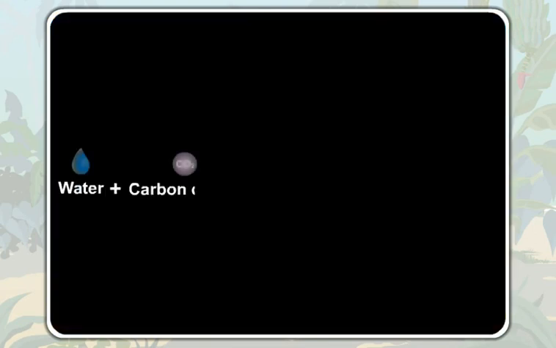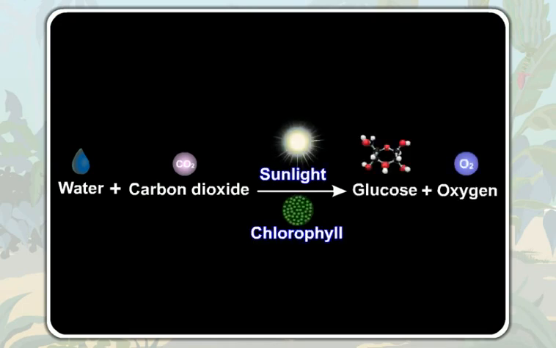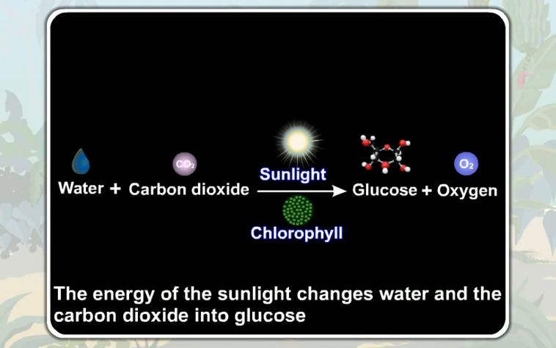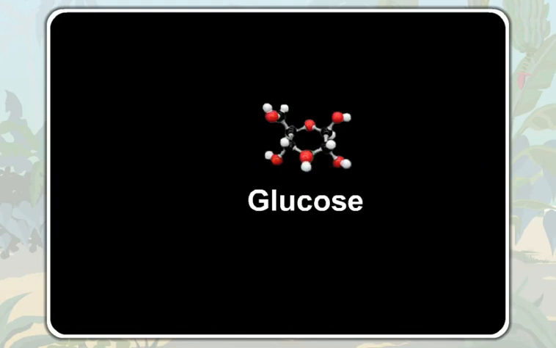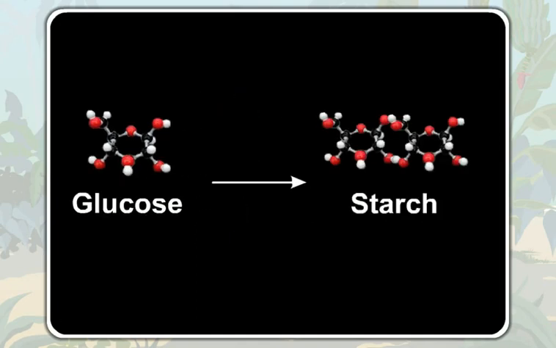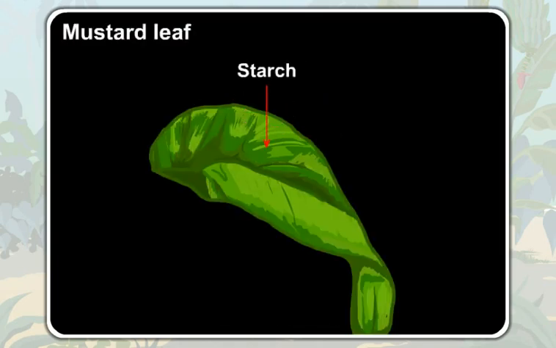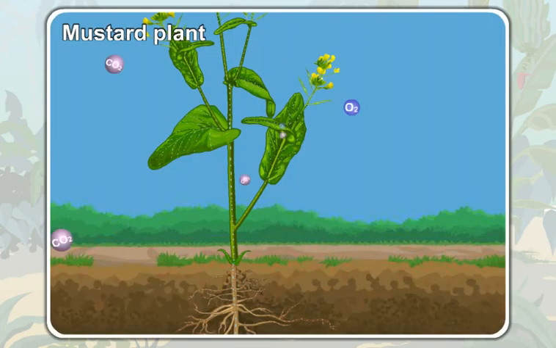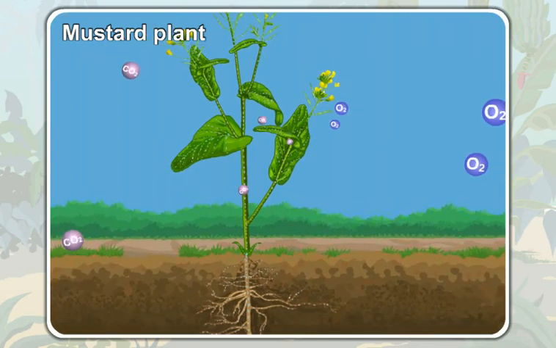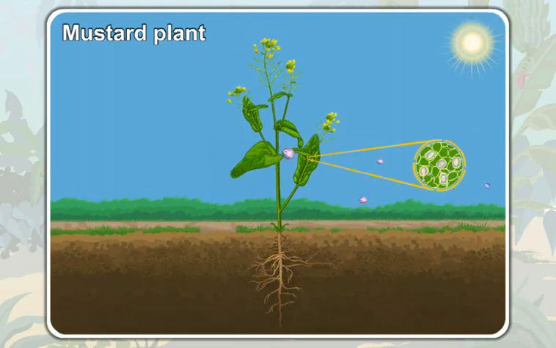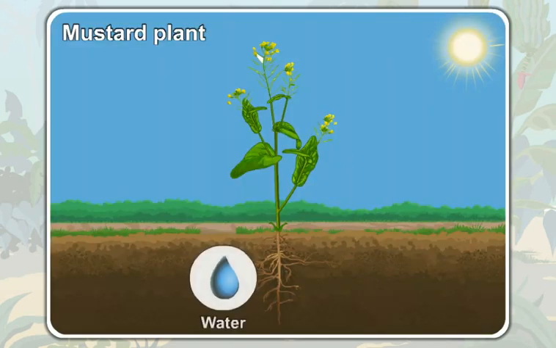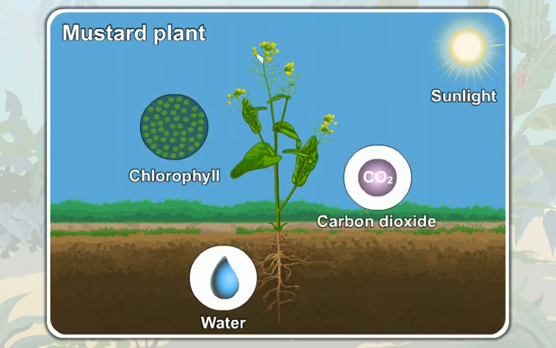Once the leaf gets water, carbon dioxide, and sunlight, it prepares its food. The energy of the sunlight changes water and the carbon dioxide into glucose and oxygen. The glucose so formed is immediately changed into starch. Starch is the nutrient of a mustard plant. The starch remains in the leaf. But the oxygen so formed is the waste. So the oxygen is released into the air through the stomata. In this way, a mustard plant uses water, sunlight, carbon dioxide, and chlorophyll to prepare its food.